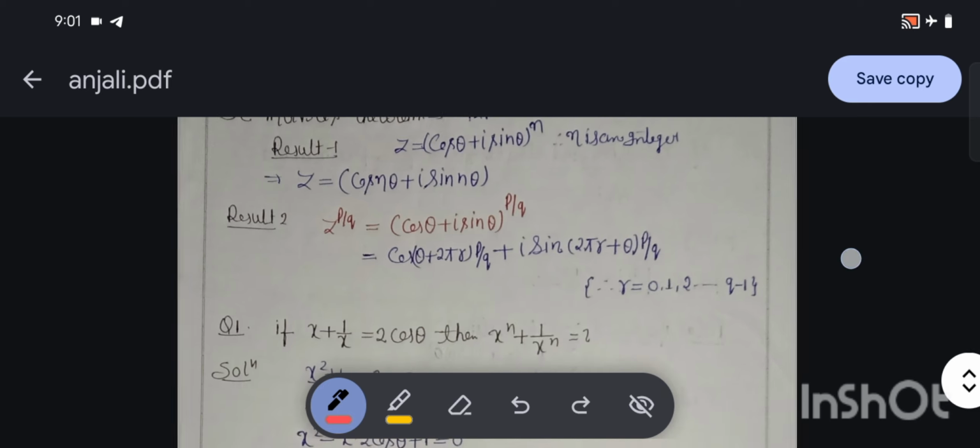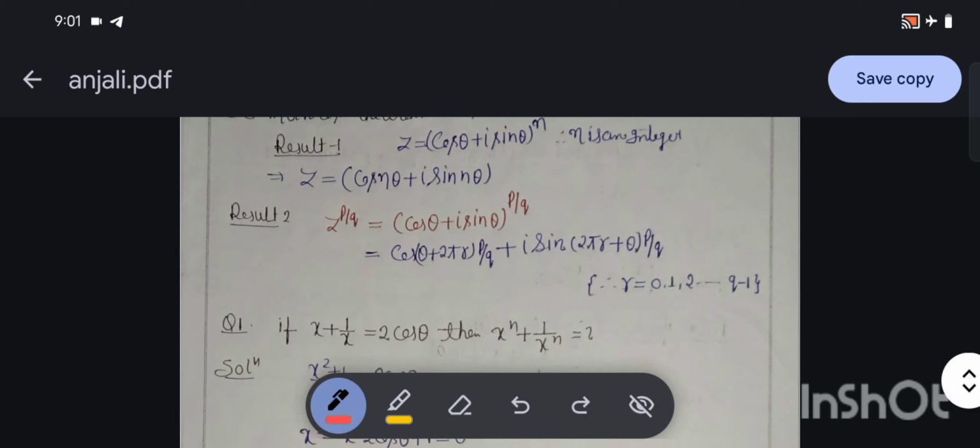The next rule is z to the power p upon q. If z is to the power of any rational number, then cos theta plus iota sin theta whole to the power p upon q. So what will be the answer? Cos of theta plus 2 pi r times p upon q plus iota sin of theta plus 2 r pi times p upon q. Is it clear? Okay.